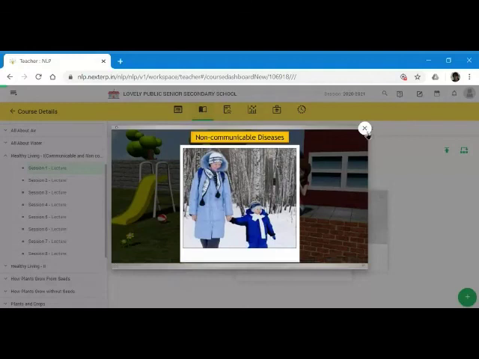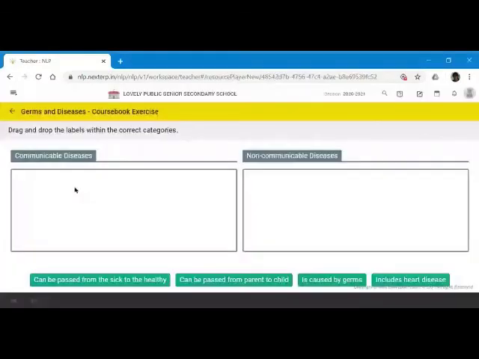The question is: drag and drop in the correct categories. The two categories are communicable diseases, and the second category is non-communicable diseases. The options are: can be passed from the sick to the healthy, can be passed from parent to child, is caused by germs, includes heart disease.